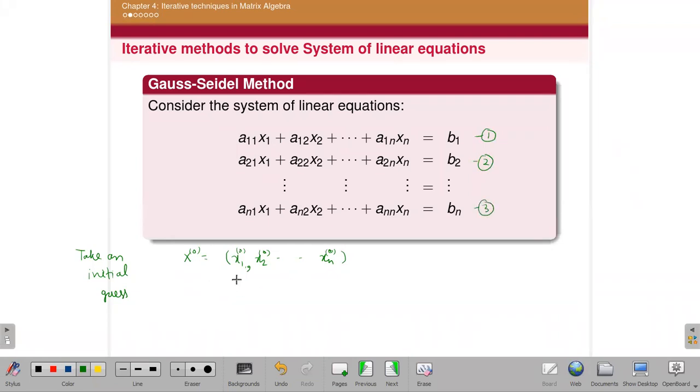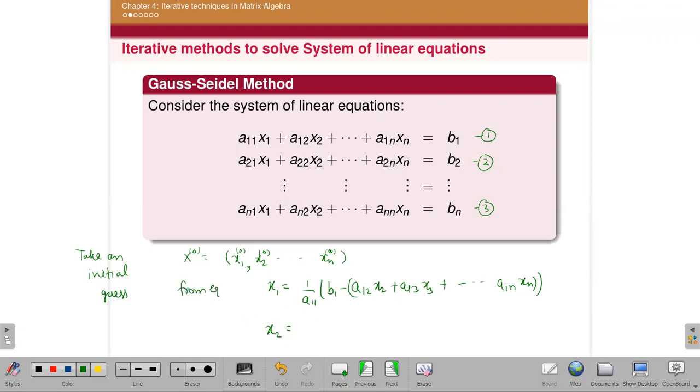Again, I'm writing x1. The first step will be the same. x1 we write from the first equation. That is the same: 1 by a11, b1 minus a12 into x2, a13 into x3, up to a1n into xn. Then x2 from the second equation.